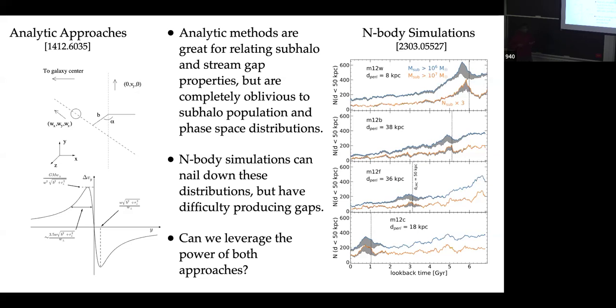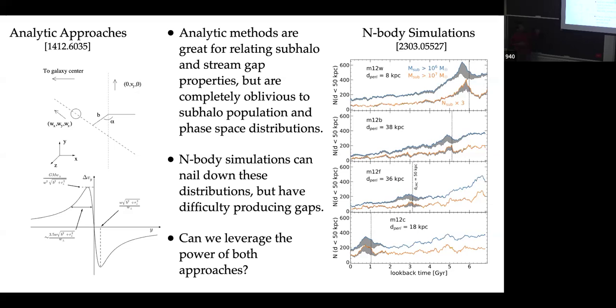And then on the other side, n-body simulations can nail down these distributions and give them to us, but for one, some simulations will often just have trouble producing gaps or producing streams to begin with, because the scales of a large box that's doing something like the Milky Way, and trying to get it to produce a stream from an object that's much smaller, that's generally a computationally difficult problem to do. And even if you can form these streams, once you have them, trying to produce gaps and accurately model these is also an even harder problem. So both of these approaches give us benefits, but they also have their own respective drawbacks.